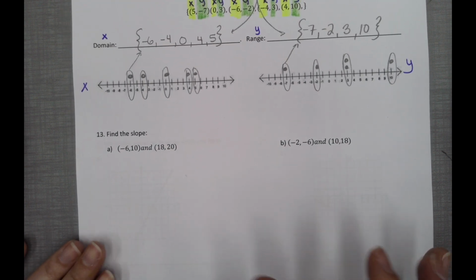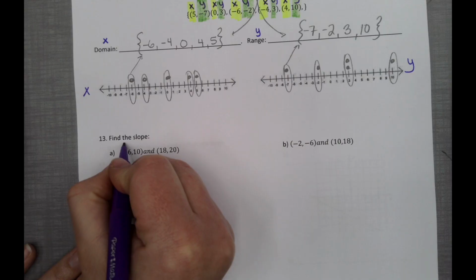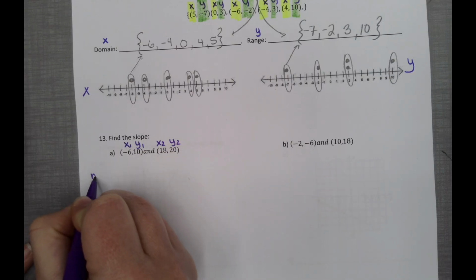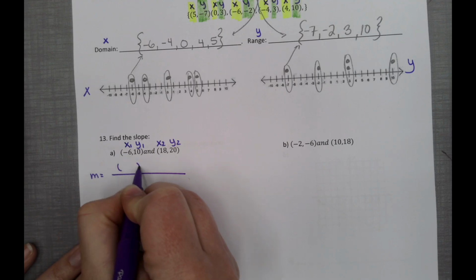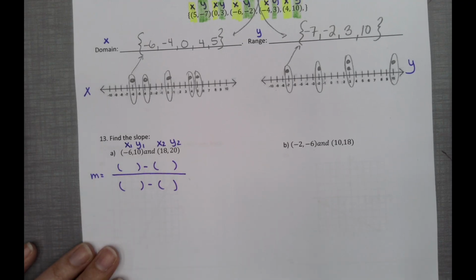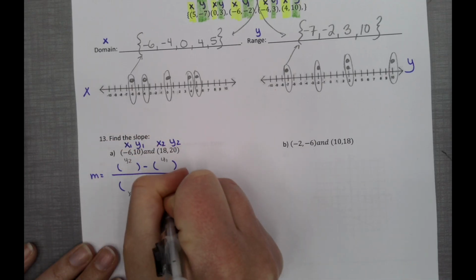All right, moving on, we're going to find the slope. Now this involves the slope formula. Let's go and label our points, x1, y1, x2, y2. Slope formula, we got bubble minus bubble, bubble minus bubble. And we got y2 minus y1 over x2 minus x1.